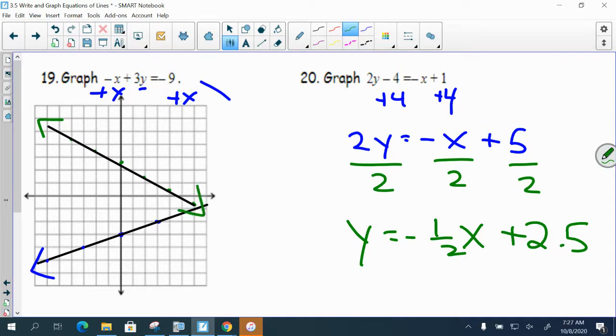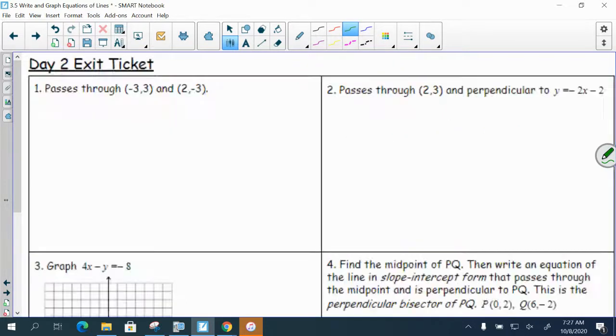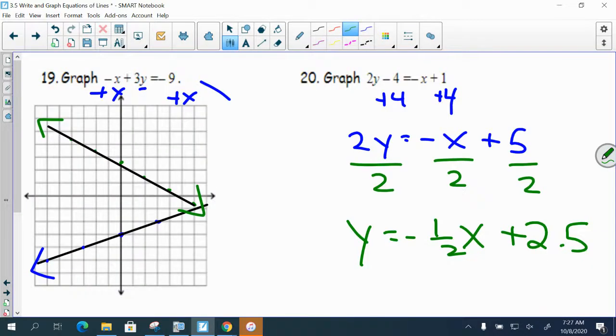All right. And I think that is it for these problems. The exit ticket problems will just be included in your Edulastic assignment. So that is all you need to do for today. Have a great day.